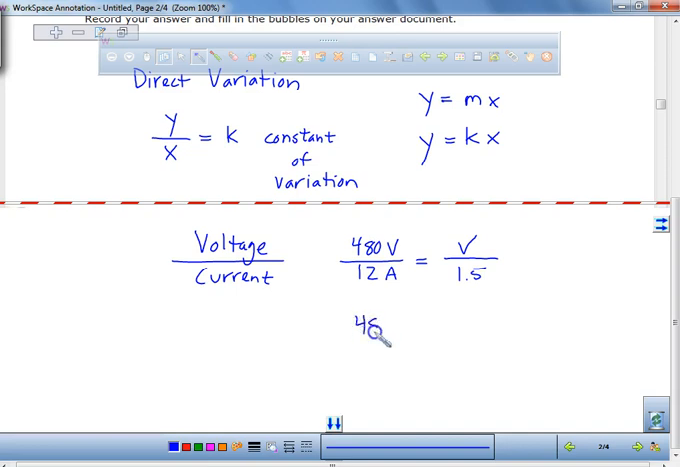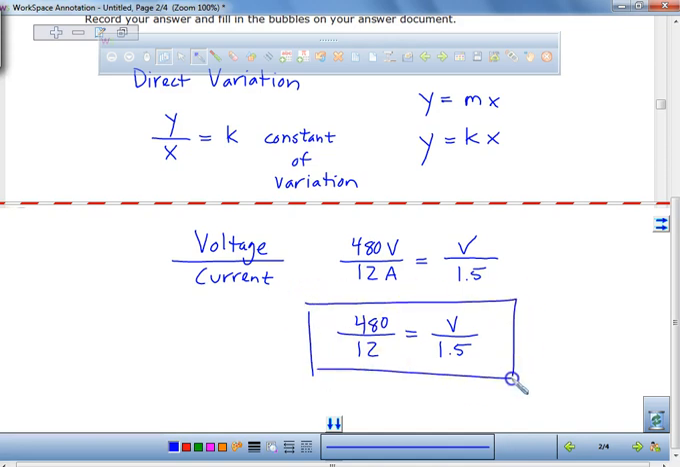So here's all you have to do. You're doing 480 over 12 equals V over 1.5. Basically, think about it this way: I just divided 12 by 480, and I got 0.025. Would you agree that the V is going to be bigger than 1.5? If that's 12, and that's 480, and that's 1.5, that's going to be bigger than 1.5.